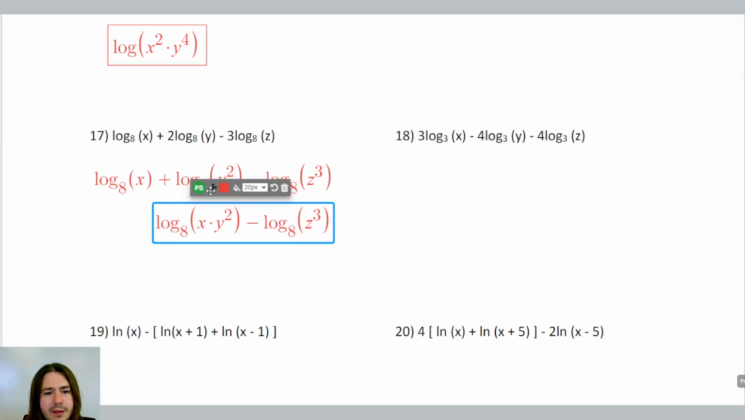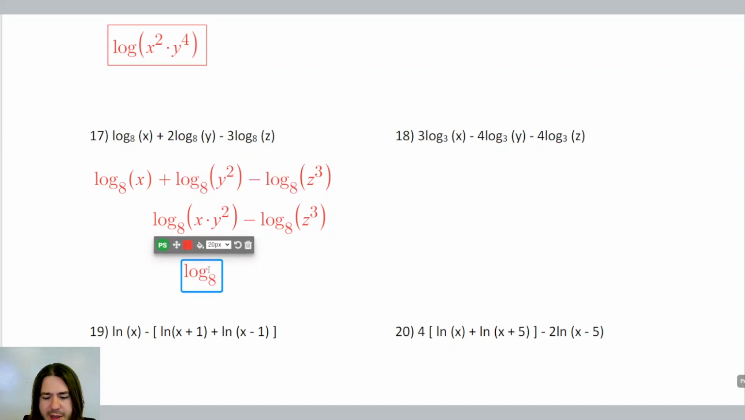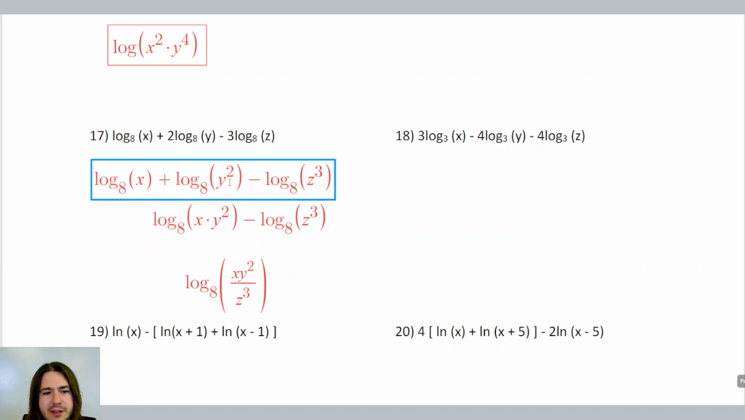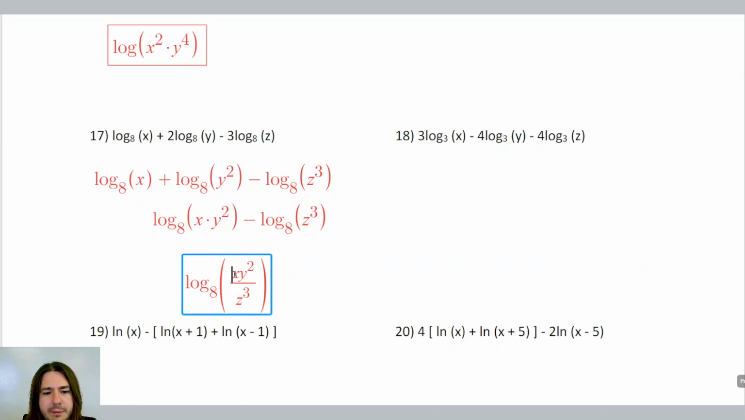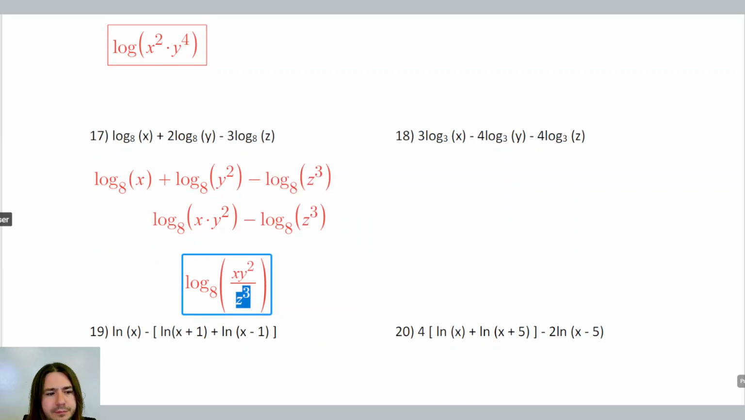Okay, so we've combined those, and now we can use the quotient property to get log base 8 of x times y squared divided by z cubed. Again, what I was trying to explain earlier is that if you see these positive logarithms, then the argument ends up as a factor in the numerator. And if you have a minus, and maybe on the next one I'll take that shortcut, any of the negative logarithms, the argument will end up in the denominator. So there we go for number 17.